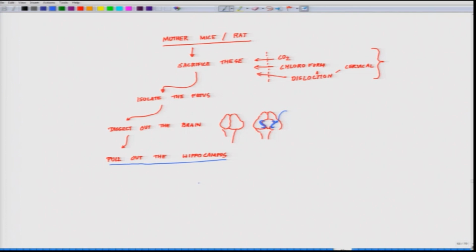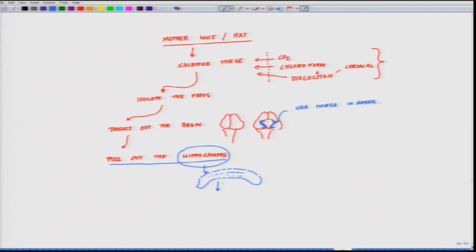Once you pull out the hippocampus, it more or less looks like this. We are talking about the fetal hippocampus. The word hippocampus comes from Greek, where the meaning is seahorse. So, its shape is like a seahorse, and that is why it got the name. So, here is your isolated tissue, the hippocampus.